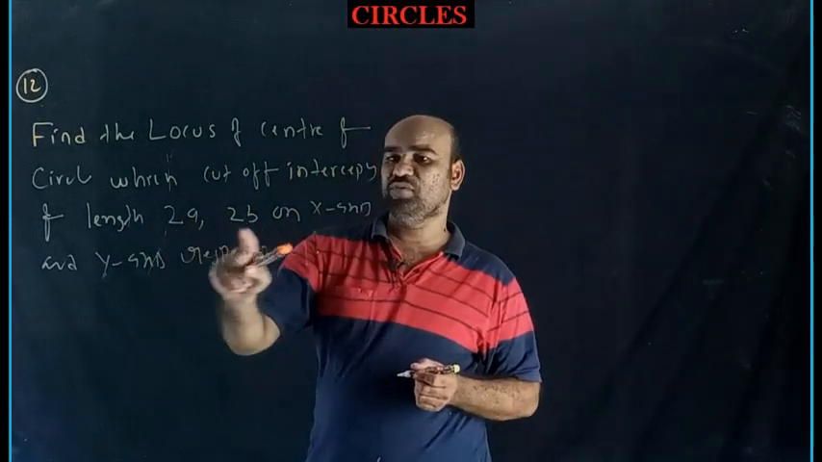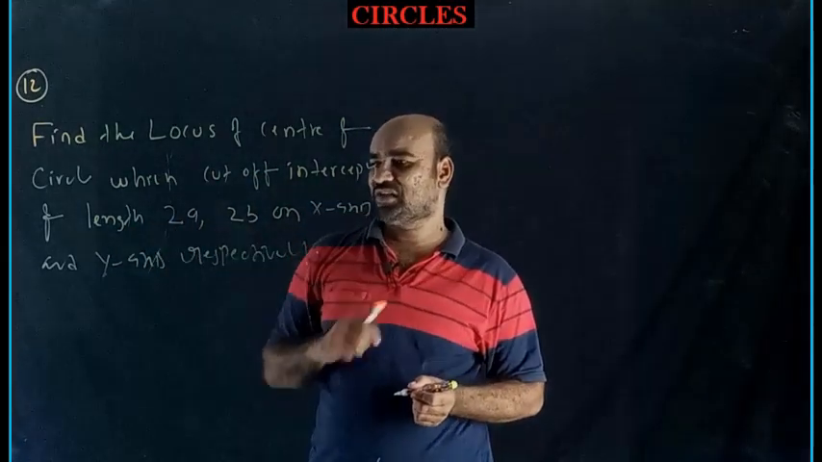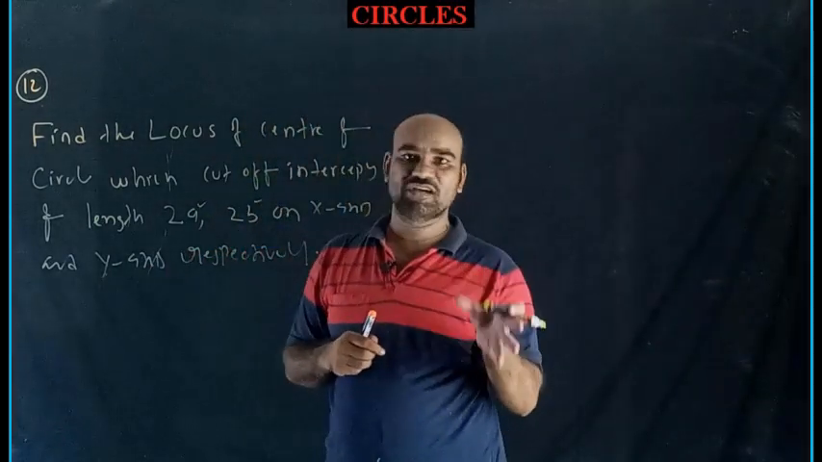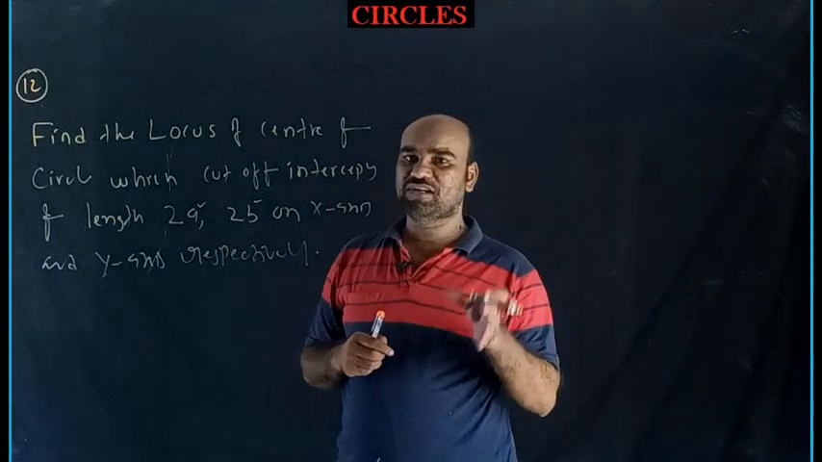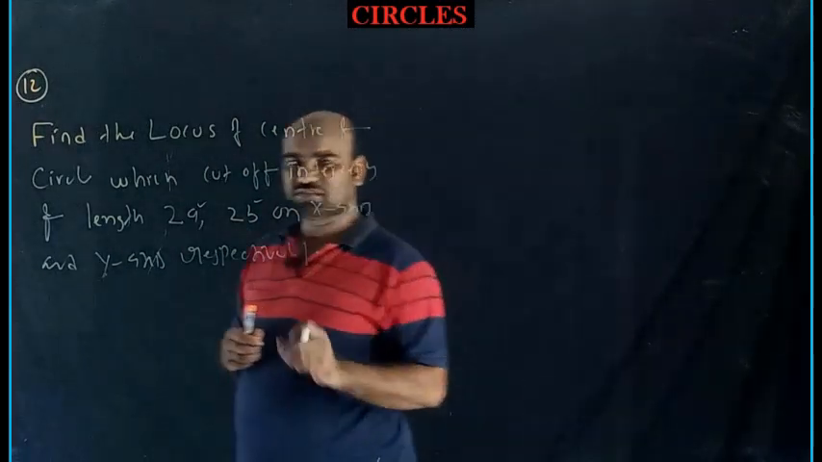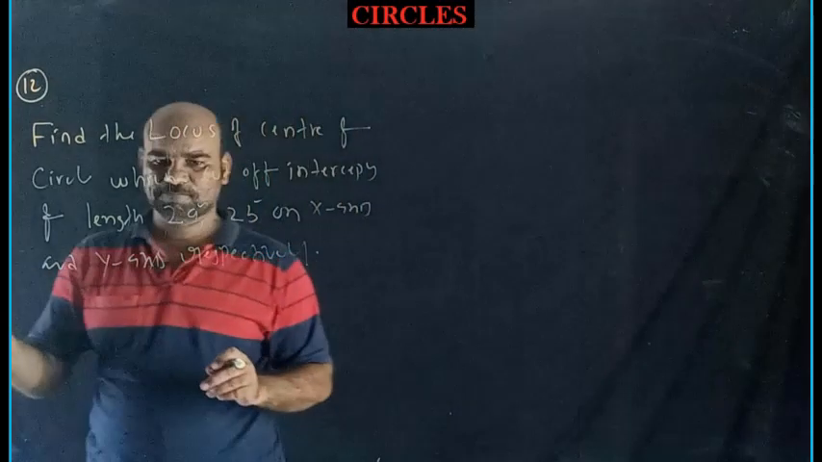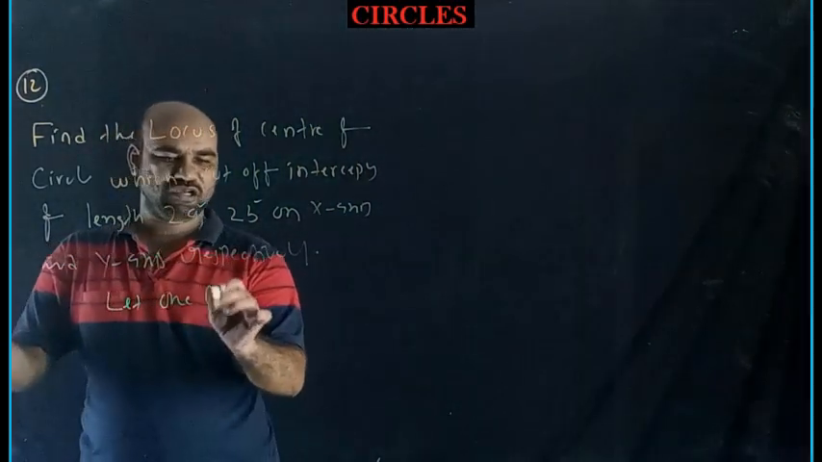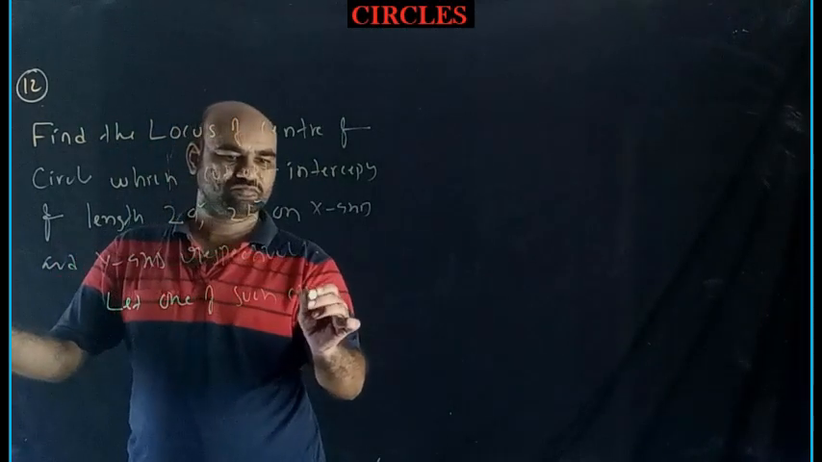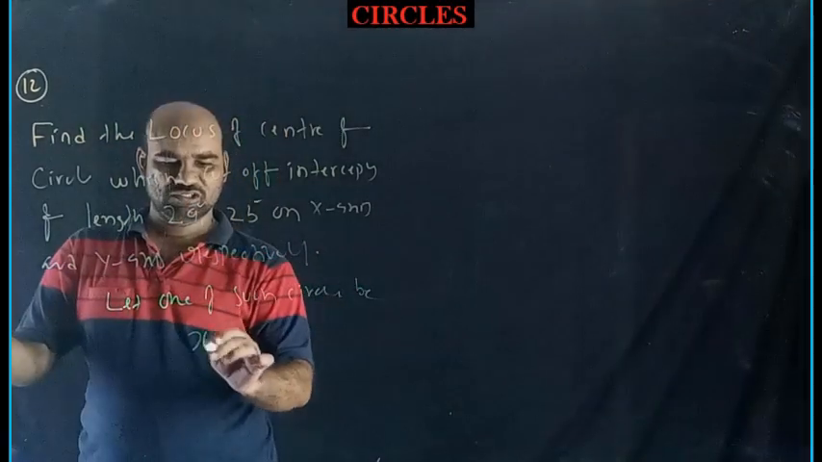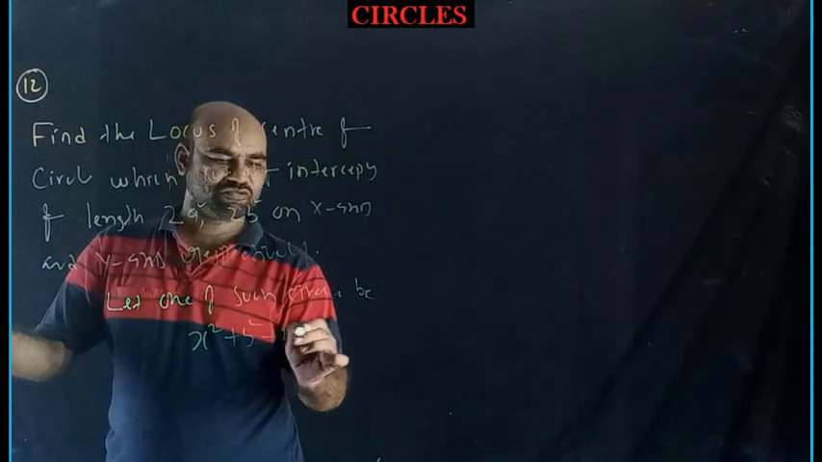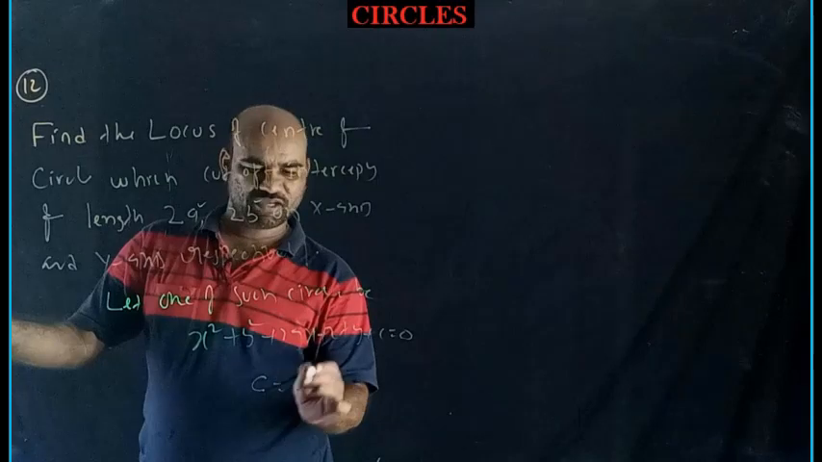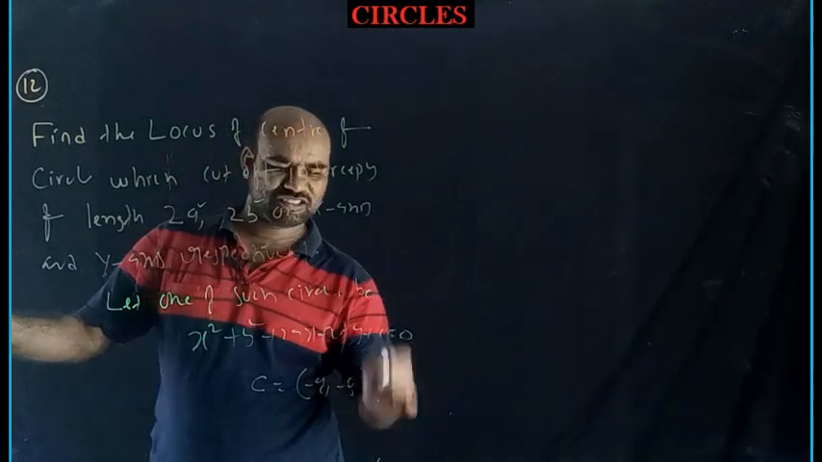length 2a and 2b on the x-axis and y-axis respectively. Here a and b are varying, so automatically the length will vary, and automatically the center of the circle will vary. So we want to find the locus equation of the center of that circle. Let one such circle be x square plus y square plus 2gx plus 2fy plus c equal to 0. Then the center becomes minus g comma minus f.